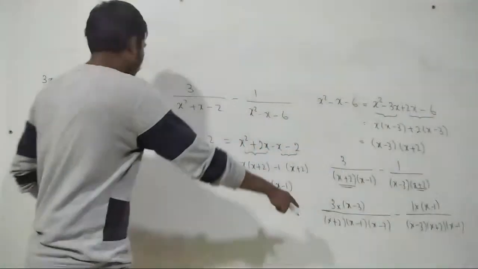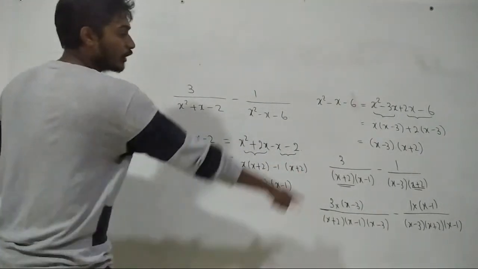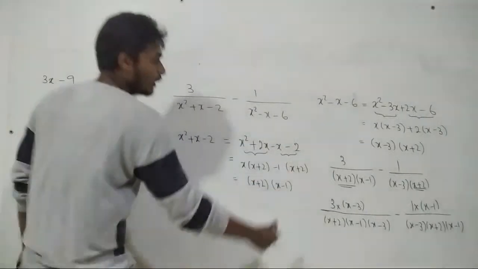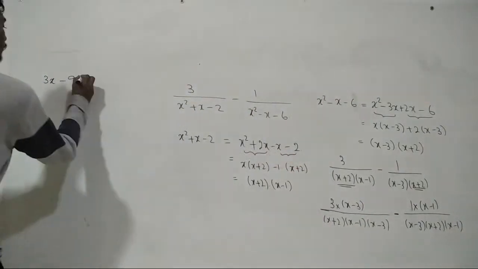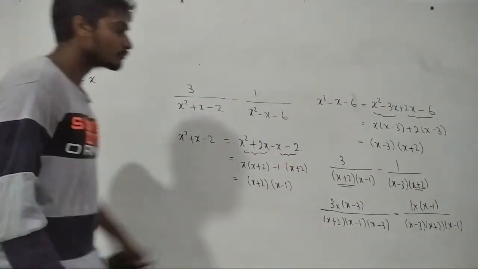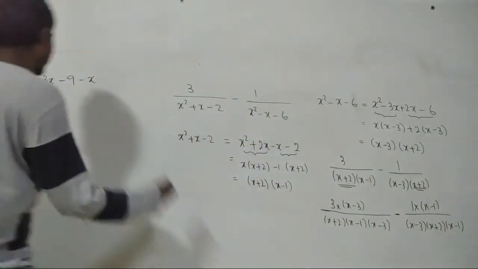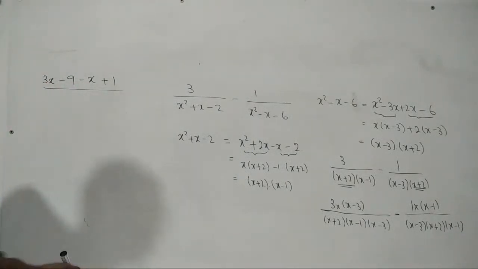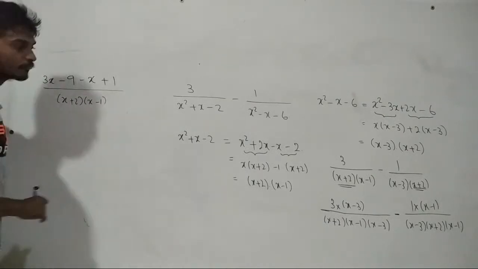Yeah. So you're going to have 3x into minus 3, so that's going to be 3x minus 9. And you have 1x into minus 1, so that's going to be x minus 1. But because of this negative in front of this, the plus x becomes negative x. 1 into minus 1 is minus 1, but because of this negative, it will be plus 1. And the denominator is going to be x plus 2 into x minus 1 into x minus 3.